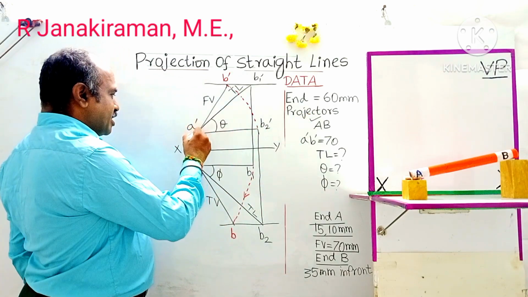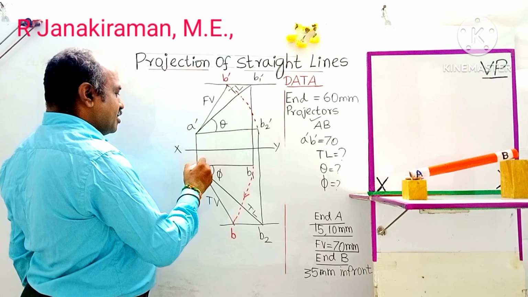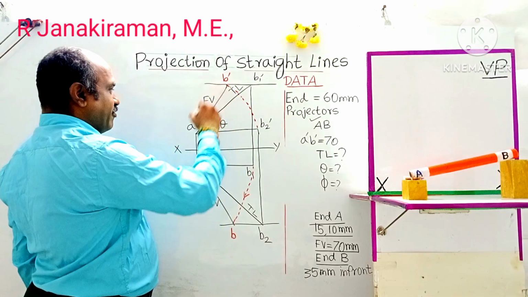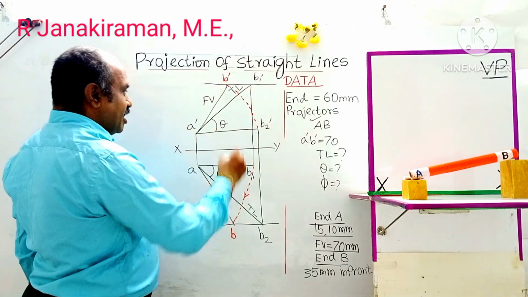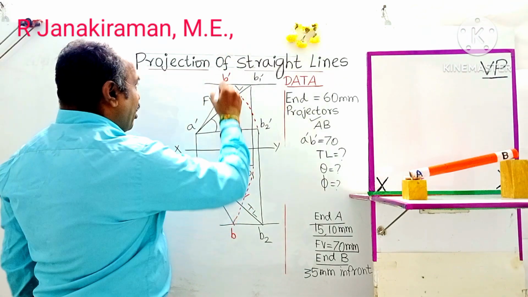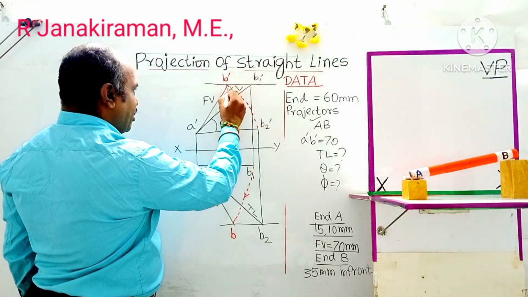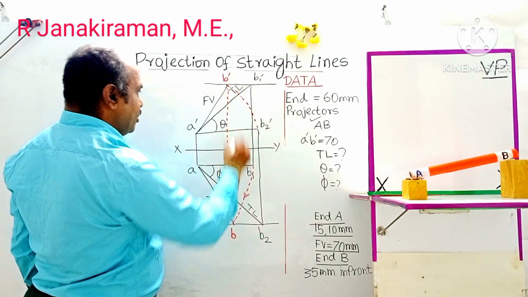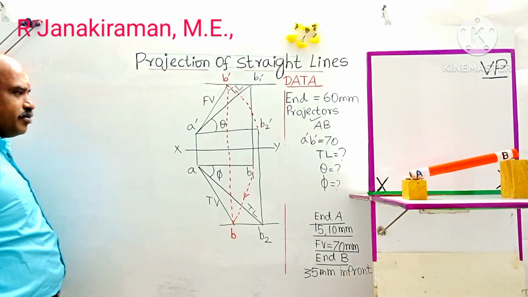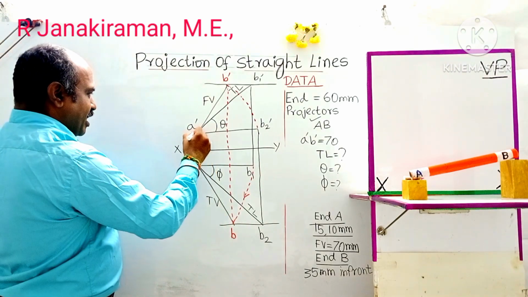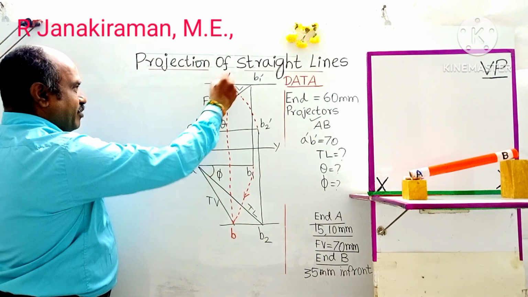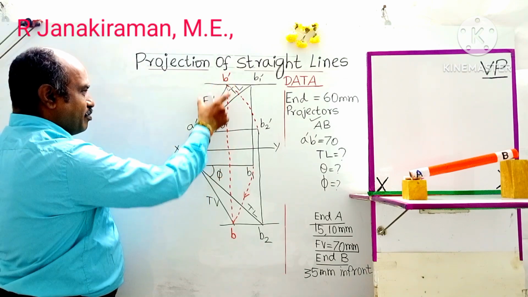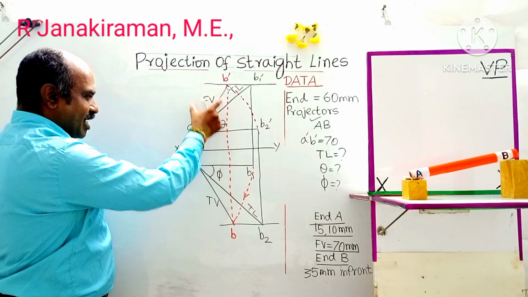This is one end projector joining A dash and A. Similarly, another end of the line is B dash and B in the top view. This is the front view, A dash B dash. Top view is AB. If you draw a vertical line passing through point B dash using the drafter scale, this has to coincide with the point B in the top view. This is the vertical projector for point A, and this is the vertical projector for B dash. The gap between the end points, these are called end projectors, two parallel vertical lines.